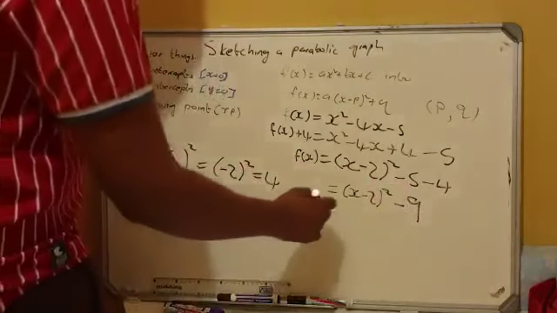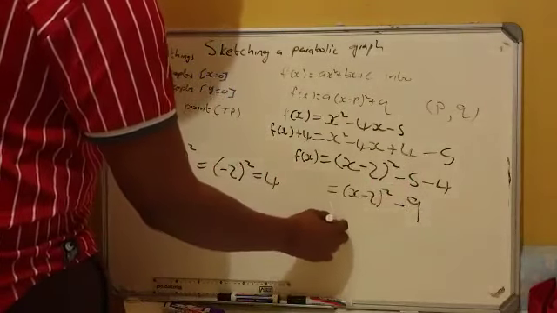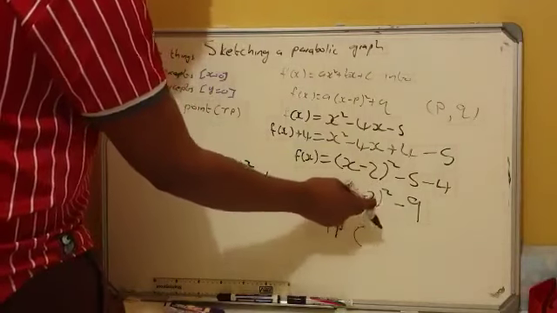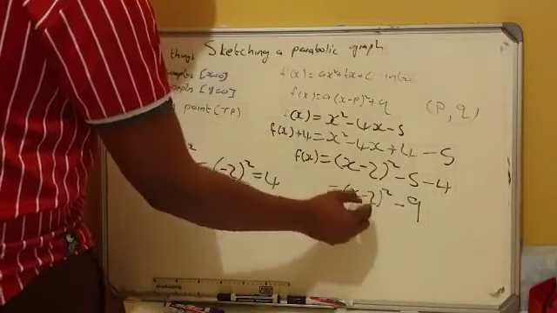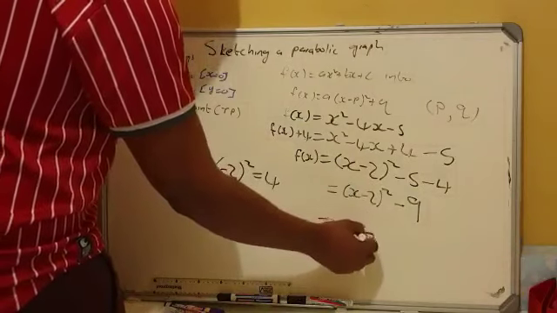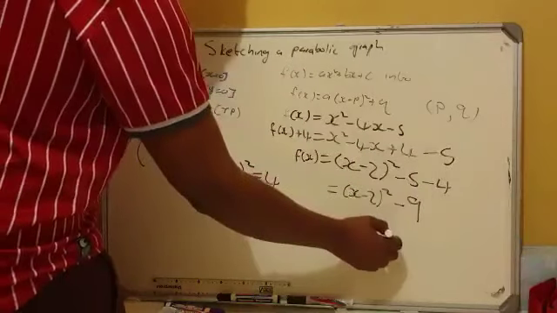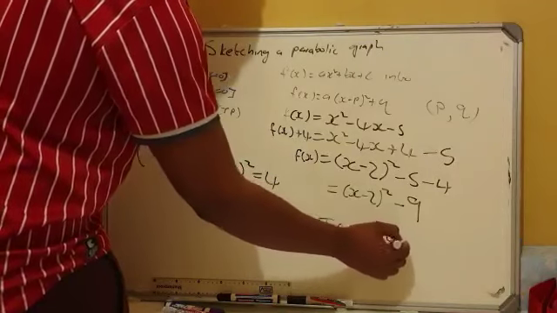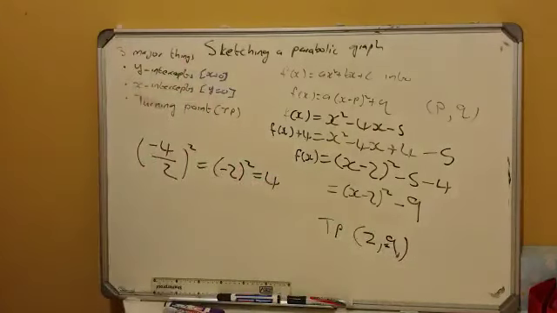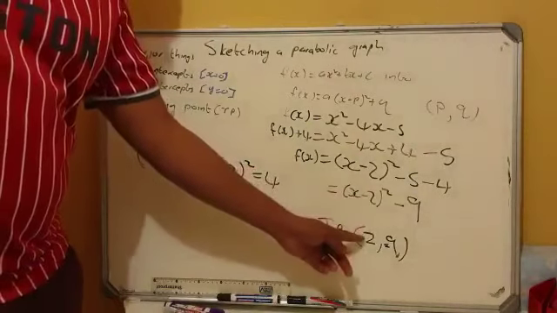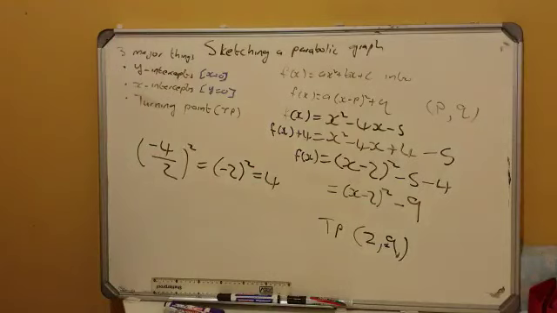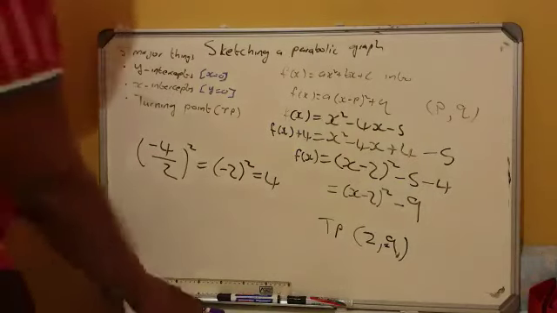So what is my turning point? My turning point is going to be 2. Remember here p is positive, so p is equal to 2 and my q is minus 9. If it was positive here, it would have been negative 2, because my p would have been negative.